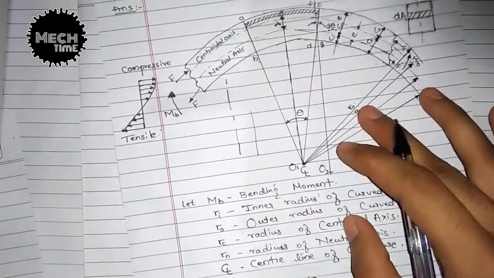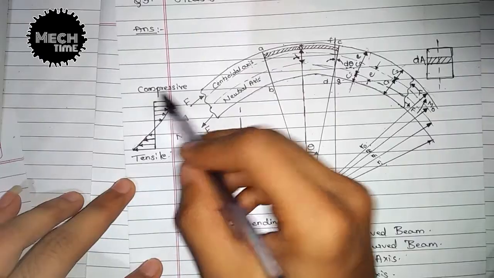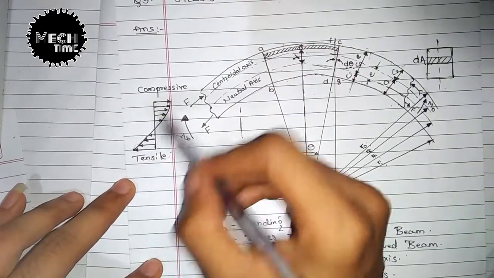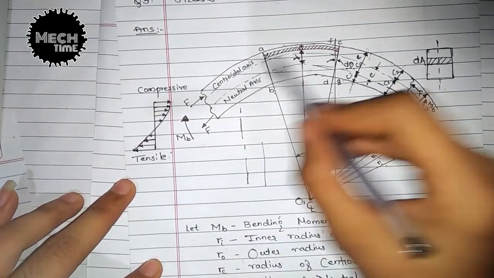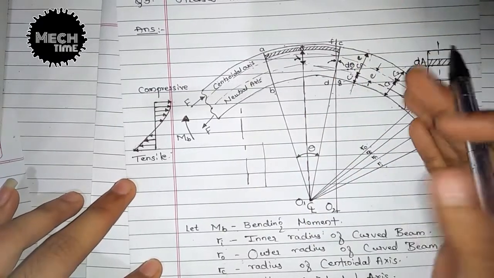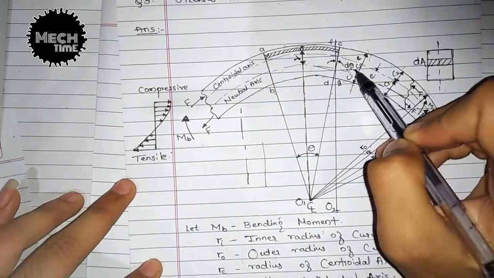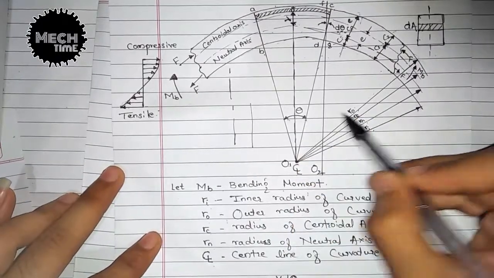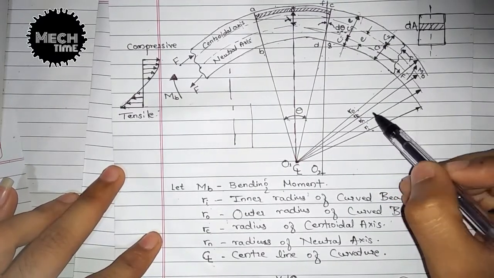Okay, so as you can see here, this is the compressive and tensile distribution of stresses. It will look like this. This is our centroidal and neutral axis, this is our beam, these are the two such planes. When a bending moment is applied, an angle d theta will be produced. This you can see, this is d theta, R_O, R_C, R_N, R_I. We'll see what these are.